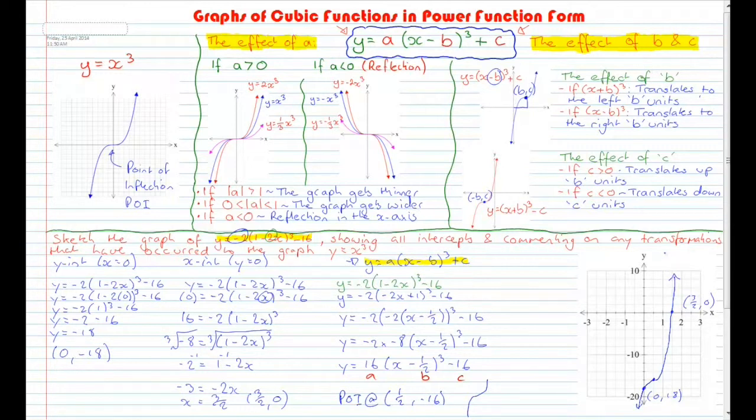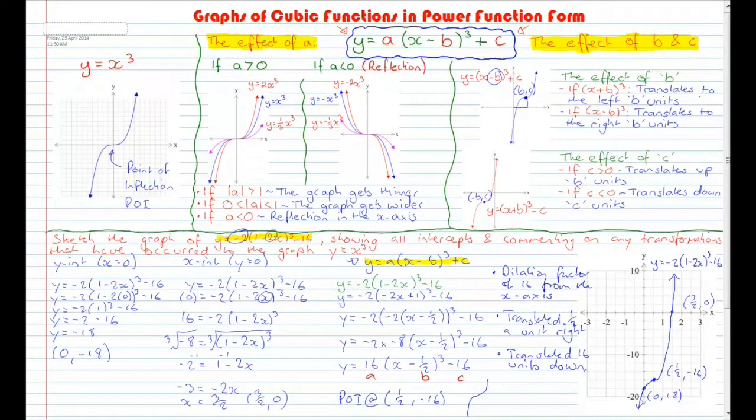And I go through and I write out the equation of the line. So I've got y is equal to negative 2 (1 minus 2x) cubed minus 16. And the coordinates at this point here, the point of inflection, are at 1/2, negative 16. Now in order to comment on any transformations that have occurred, well, I have got a dilation factor of 16 from the x-axis. It has been translated half a unit right, and it's been translated 16 units down.